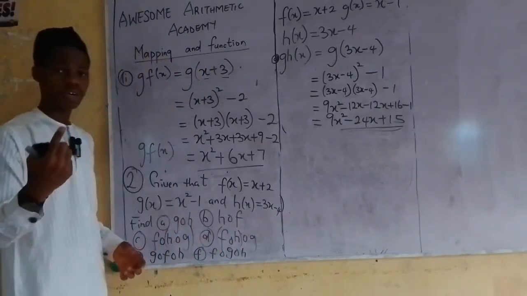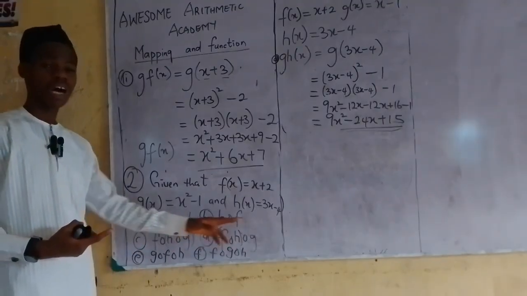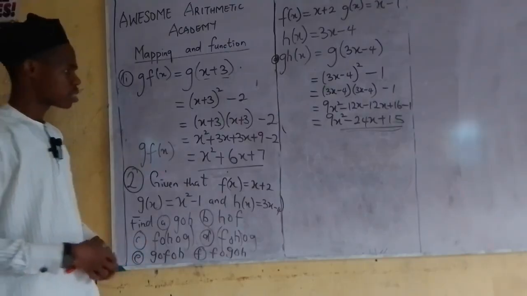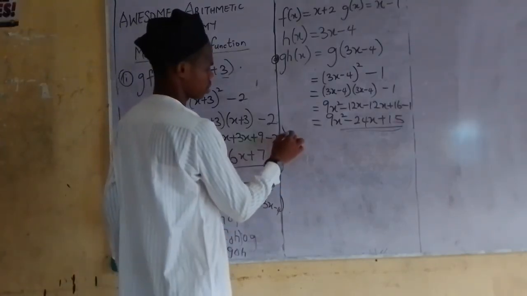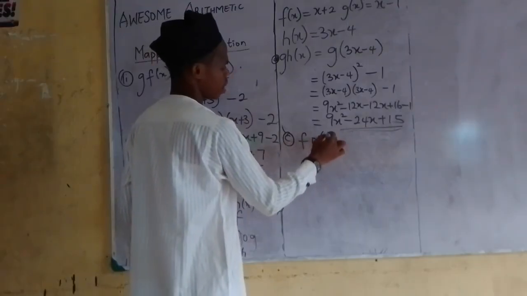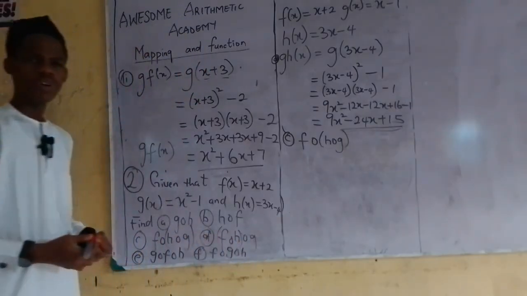Now, the second one I'm solving now is C. You should try and solve B, E and F yourself. I'm solving C now. They said that f of h of g. So what does this mean?